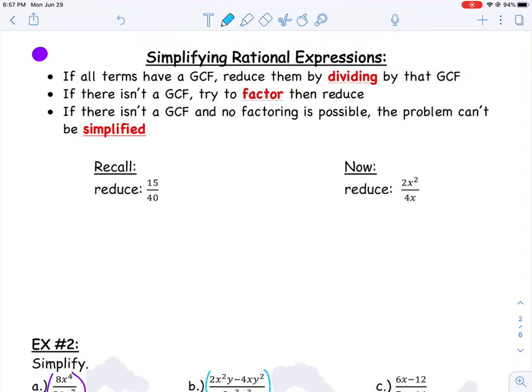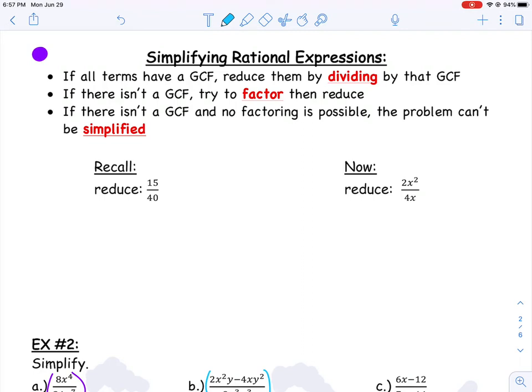All right, the second video in section 6.1 is all about simplifying rational expressions. So we just talked about domain restrictions, remember, where the denominator is going to equal 0. But now let's talk about if we have a rational expression, how can we reduce it or simplify it? A couple of different things you can look for.